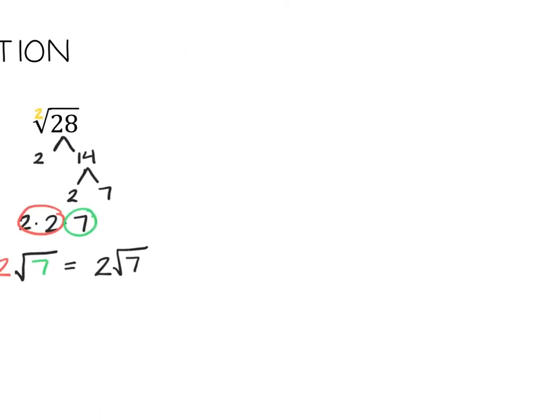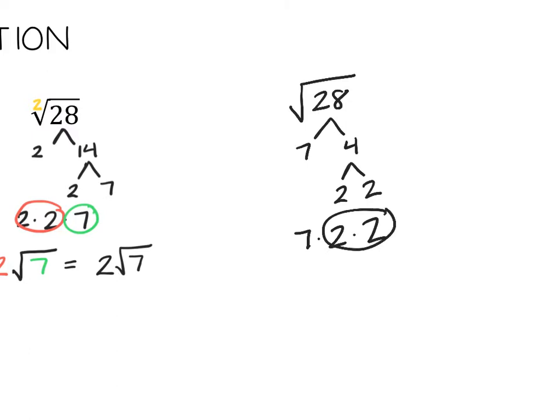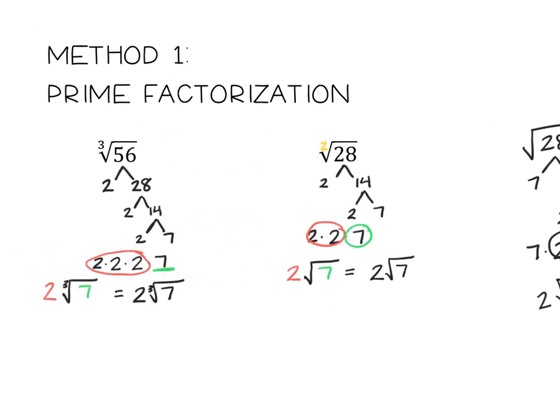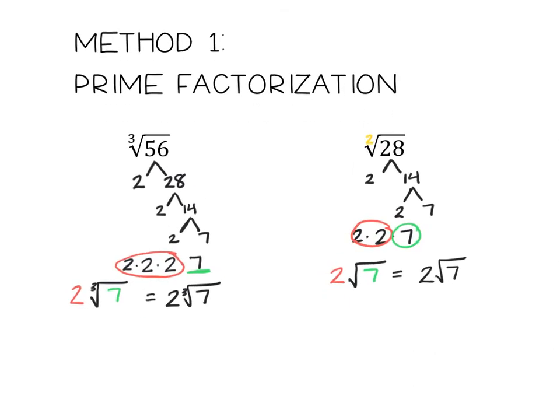And just to show you, if I had pulled out a different factor for the square root of 28, let's say I had pulled out 7 and 4, I still would have ended up with 7 times 2 times 2. I would have had 2 2s, so they can come to the outside, and 1 7 on the inside, so I would have gotten the same thing. As long as you're pulling out prime factors and breaking everything down, it doesn't matter which prime factor you pull out, you'll end up with the same answer.